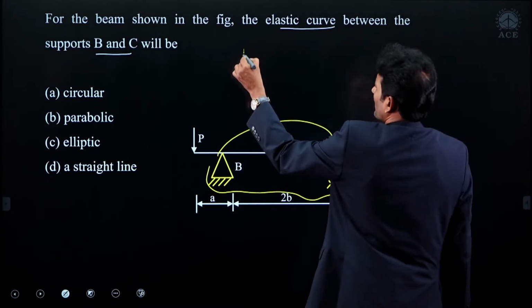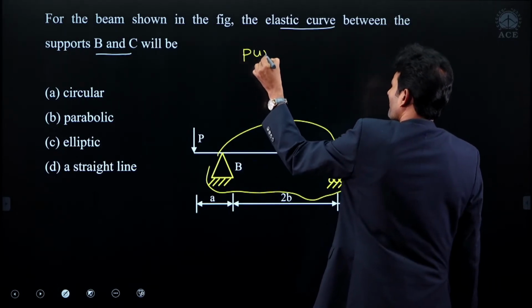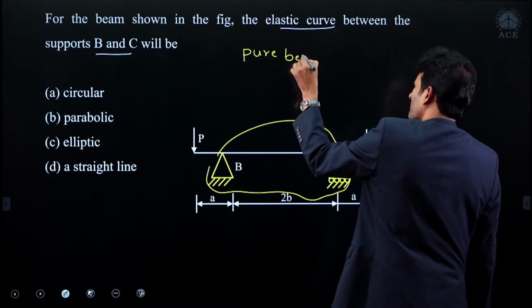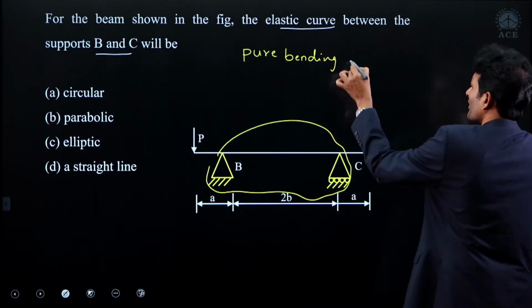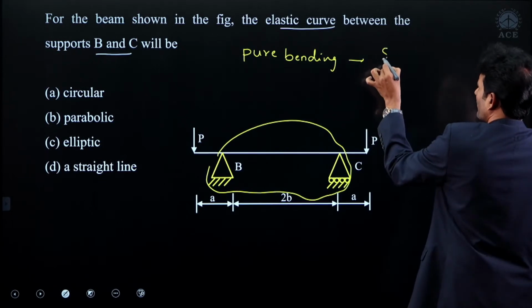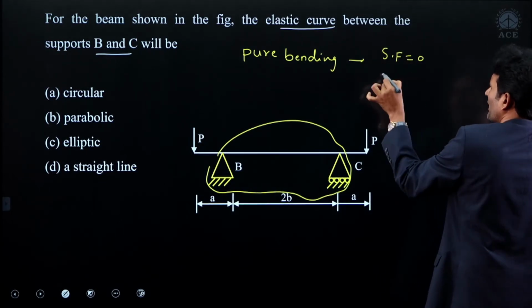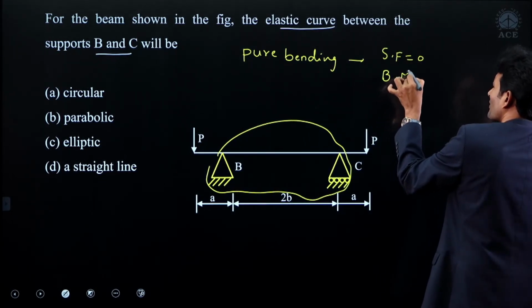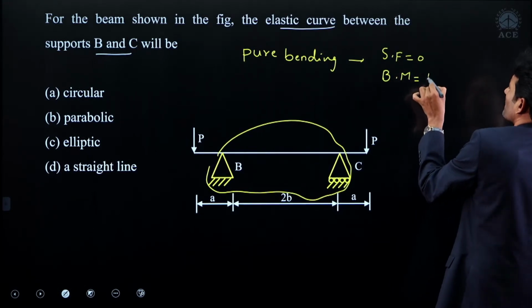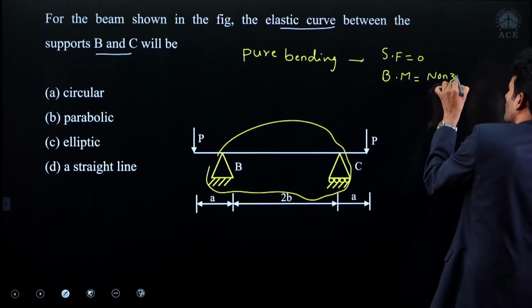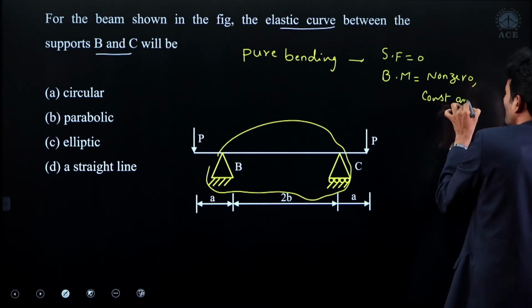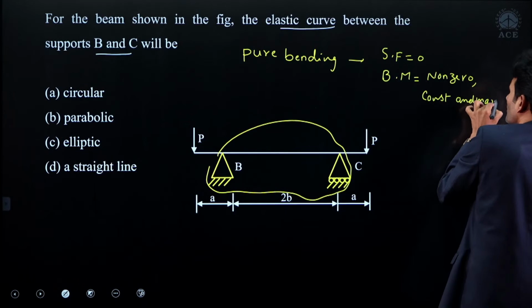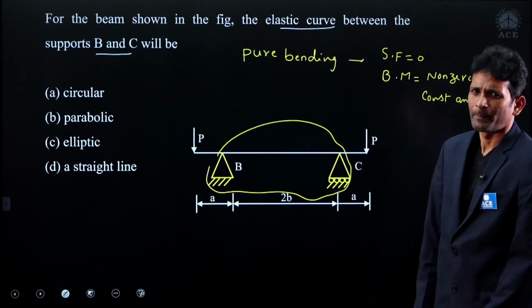When the beam is under pure bending condition. What is pure bending condition? Shear force is 0 in that span. Bending moment వచ్చేటప్పటికి remains constant. Non-zero, constant and maximum. As we know this one. Is it right or not? Yes. This condition is known by the name pure bending condition.